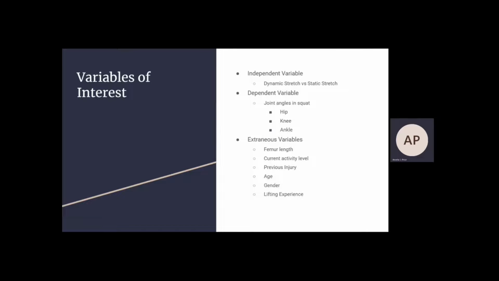The independent variable in this study is whether the participant performs the dynamic stretching routine or the static stretching routine. The dependent variables are the joint angle of the hips, knees, and ankles. And there are some extraneous variables, being the femur length that I had just discussed, participants' current activity level, any previous injury they may have sustained, their age, gender, and also any lifting experience.